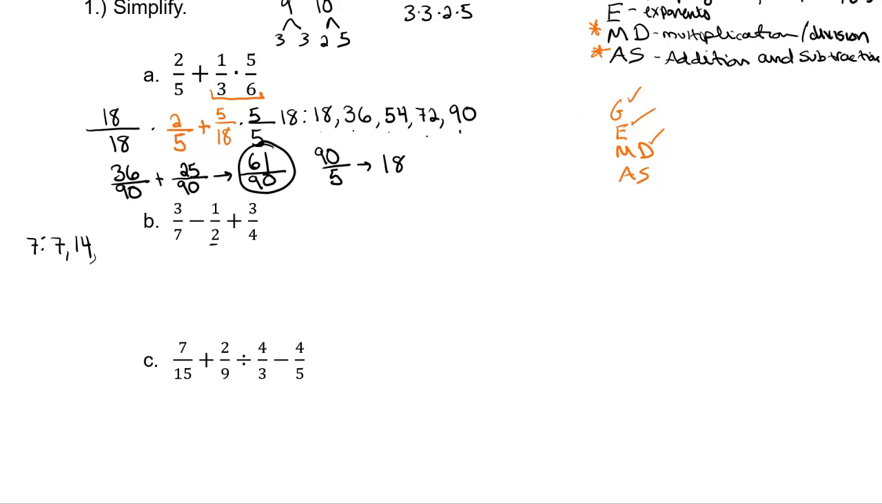7 times 3 is 21. Well, 2 and 4 don't go into 21. 7 times 4 is 28. 2 and 4 go into 28. So I know that that is my common denominator.